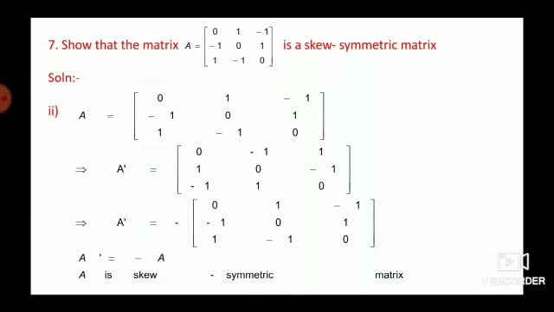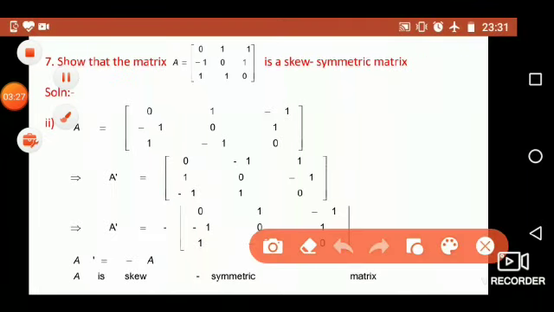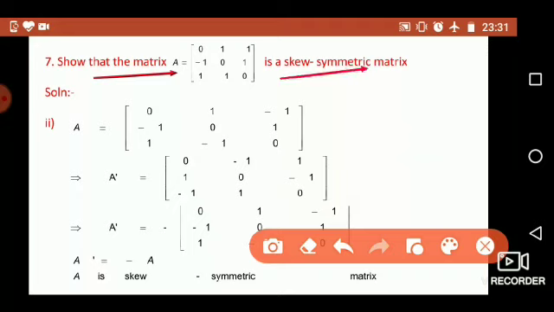Here is one more example, which is also of the same order. Question number 7, sub-question 2. Matrix is of third order. The first row elements are 0, 1, 1, second row elements are minus 1, 0, 1, and third row elements are 1, 1, 0. Now we have to prove that the given matrix is a skew symmetric matrix.